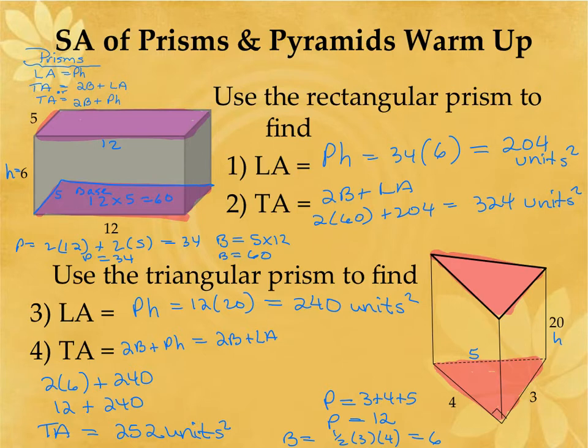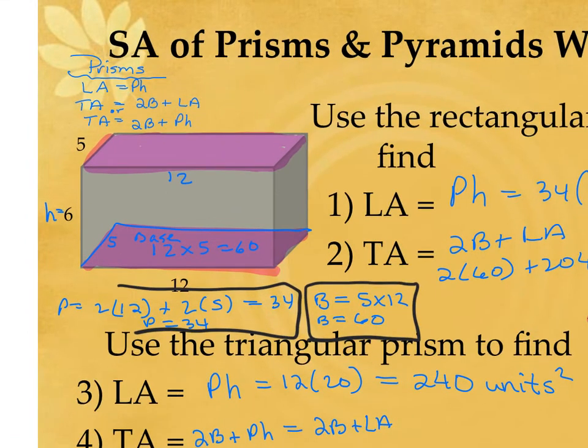The perimeter, I did the calculations right here. And then the base area, 5 times 12, was 60. Now I can go back and put them into my formulas. Notice up here in the top corner of my screen, these are the formulas for prisms. Lateral area is perimeter times height, and then total area, also known as surface area, is 2 times the base area plus the lateral area.